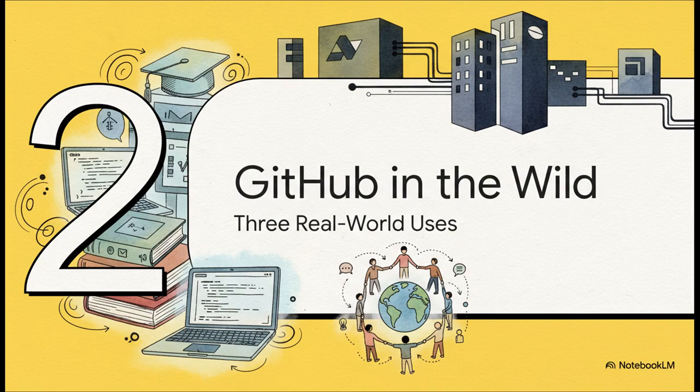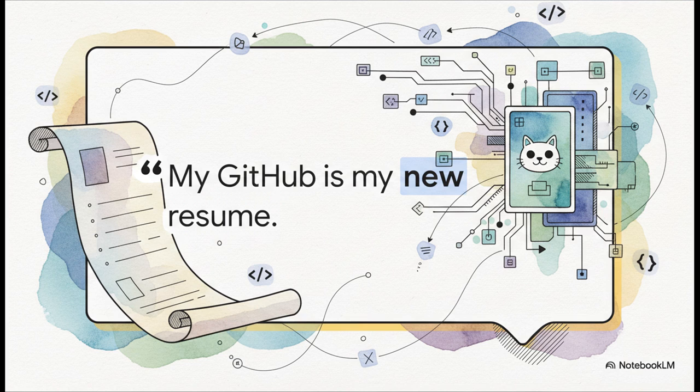So we've seen the superpowers. Now let's see how they're actually used out in the real world. We're going to look at 3 very different places where GitHub is absolutely essential. For students, for huge companies, and for a global community of volunteers. We'll start in the world of learning.